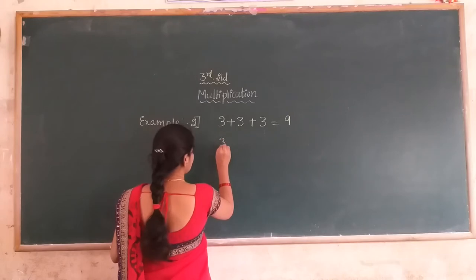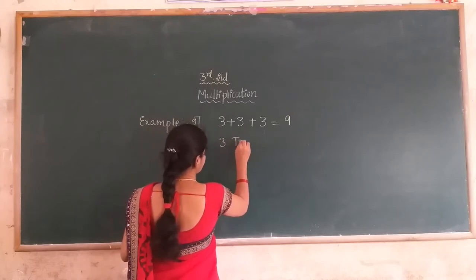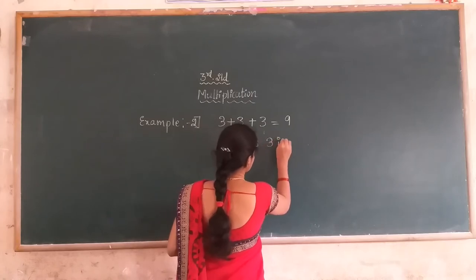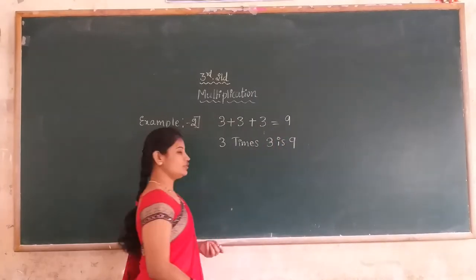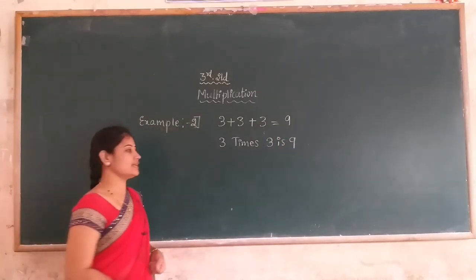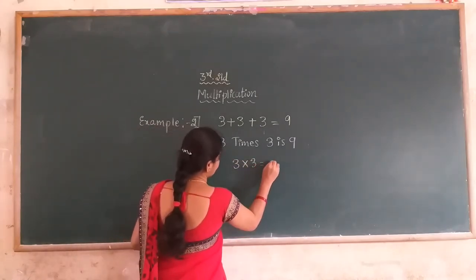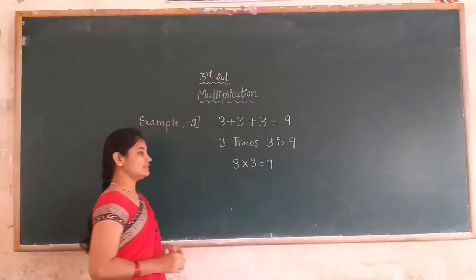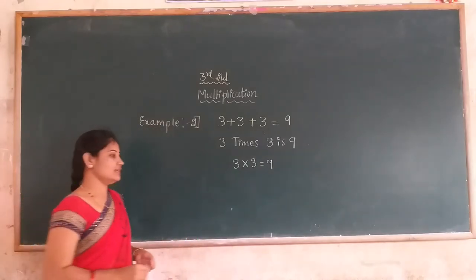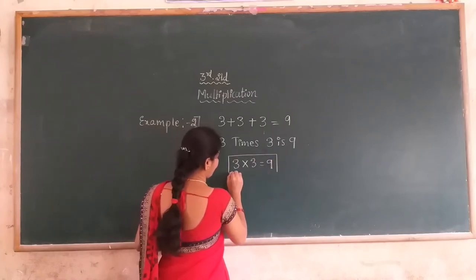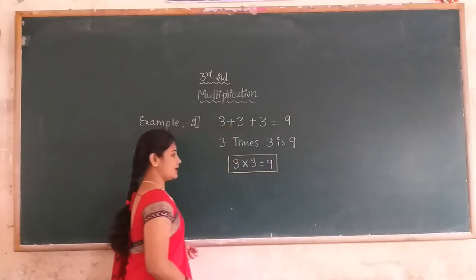Therefore, 3 times 3 is 9. How to write this in the multiplication form? 3 times 3 is 9. Dear students, 3 times 3 is 9. This is the multiplication form of the above addition form of the numbers.